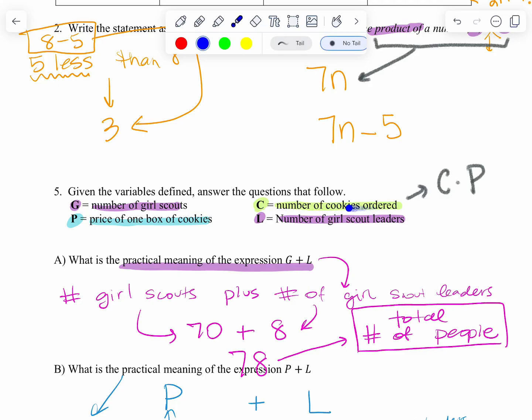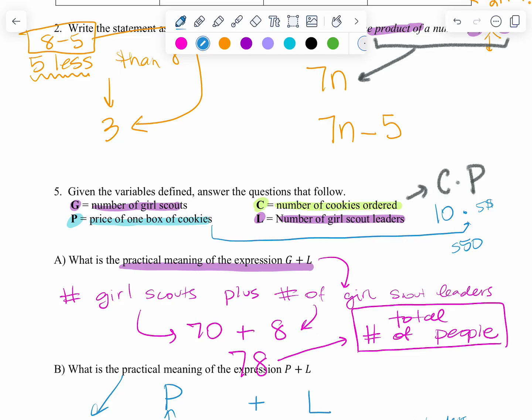C is the number of cookies I ordered. Let's just say I ordered 10 cookies, or 10 boxes, whatever. P is the price of one box. Let's just say that's $5. So if I multiply C times P, I get 50, and 50 is going to be the amount of money I spent on the 10 boxes. So C and P can go together, G and L can go together, and P and L can't. So sometimes we can do weird things with letters, and sometimes we can't. And it's going to be your job to figure out when and where. All right? That's your Learning 1-1 refresher. Hopefully that helped.